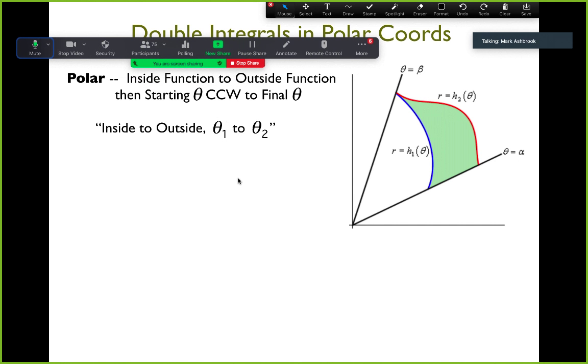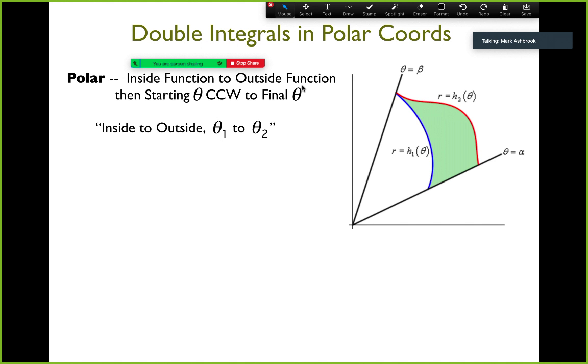So with polar, we're going to think about the inside function to outside function, starting theta to final theta. So it's like inside to outside. This is like the cheer for polar, right? The cheer for polar is inner to outer, and then starting theta counterclockwise to final theta. So inner to outer, sweep counterclockwise from starting theta to final theta. All right, so there it is, inside to outside, theta 1 to theta 2.